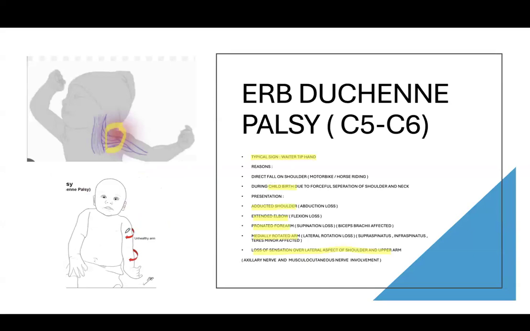So this is how the patient would present. As you can see, medially rotated arm, pronated, waiter's tip appearance. That's the keyword you should look out for in questions.